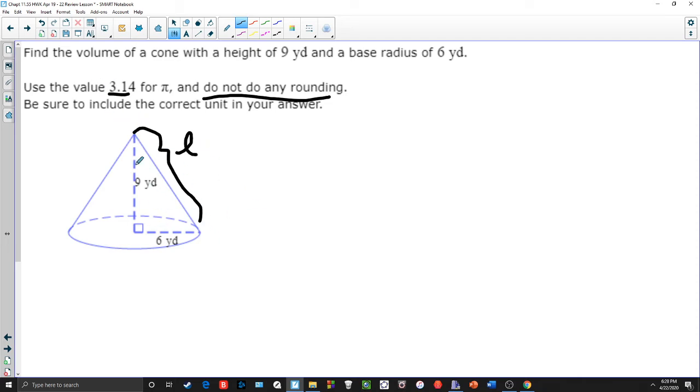But we want the volume. So we're concerned about the direct or the perpendicular height and the radius, not the slant height. So the volume for a cone is area of the base times the height divided by 3, same as a pyramid. It's just that since the cone has a circular base, we know that this capital B here is just pi r squared, because that's the area of the base. It's the circle. So times h over 3.